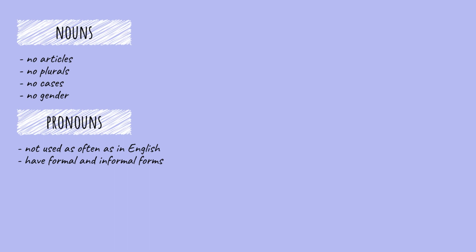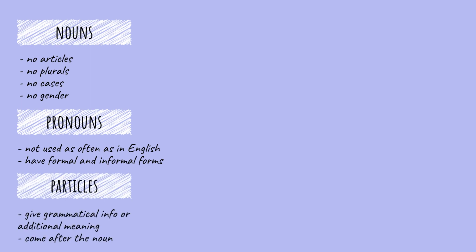As you can see so far, nouns don't change, and pronouns are usually dropped. So where do we get important grammatical information from? One part of the answer are particles. They attach to nouns or pronouns with no space in between. Some are more grammatical, for example, they tell us which noun is the subject and which is the object, and some give additional meaning, similar to English prepositions like and, with, to, from, and so on.